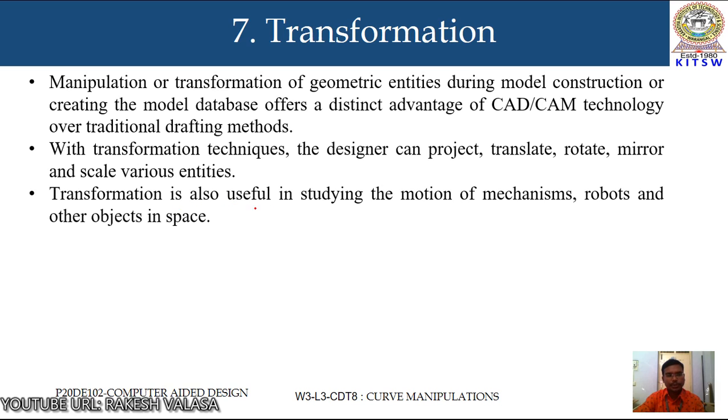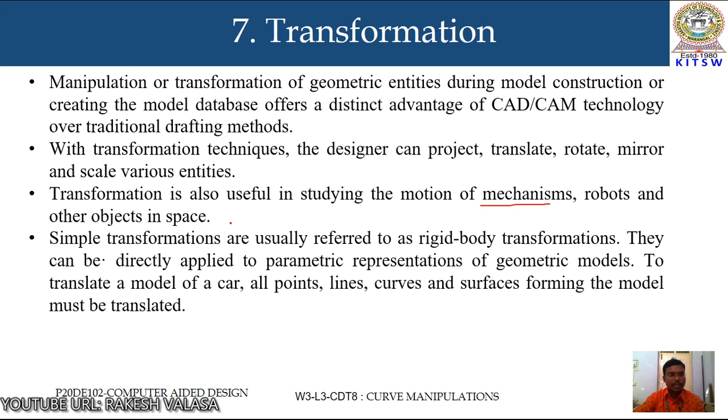Transformation is also useful in studying the motion of mechanisms, robots, and other objects in space. Simple transformations are usually referred to as rigid body transformations. They can be directly applied to the parametric representation of geometric models. To translate a model of a car, all points, lines, curves, and surfaces forming the model must be translated.